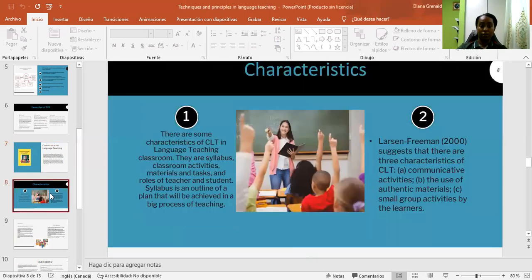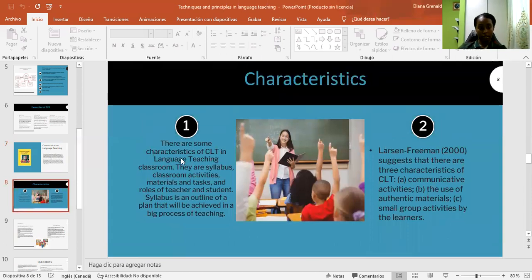Okay, so here we have some of the characteristics. Some of the characteristics are the syllabus, where we can find the outline of what we are going to see during the classes, semester, or whatever you want to call it. We also have the classroom activities, the materials and tasks, and the roles of the teachers and students.